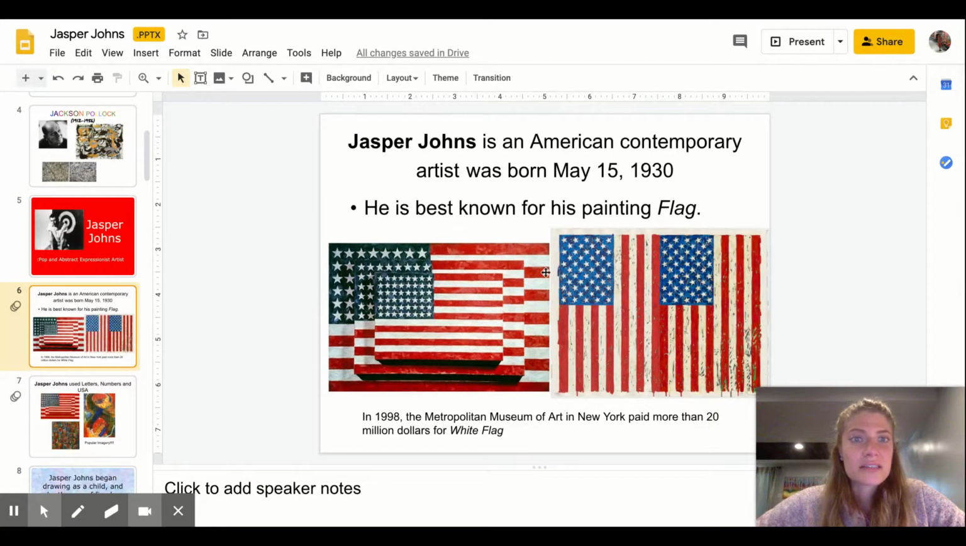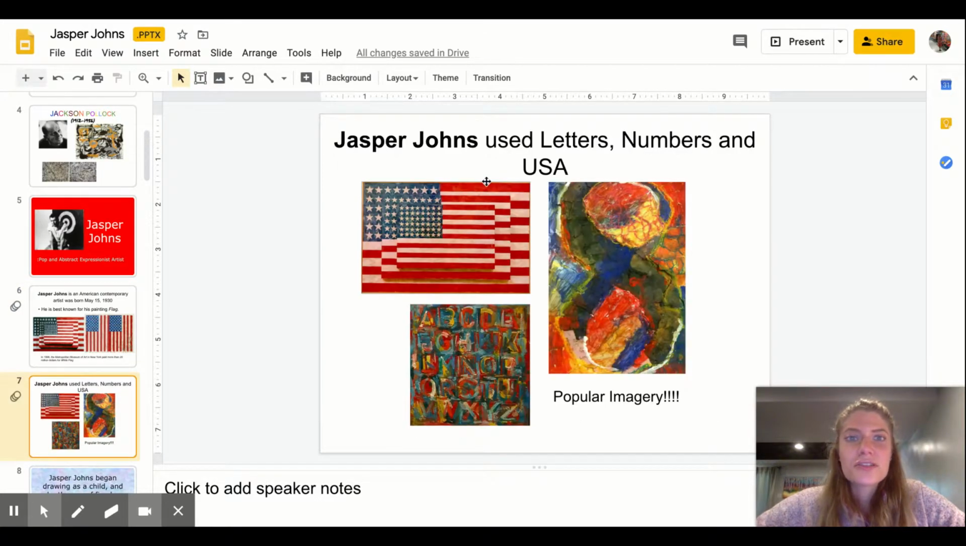Okay, so let's remember this theme that we see here. He likes American themed things like flags. He also likes letters, numbers, and we already said USA. Those are all common popular imagery things that he uses in his artwork. Here's the flag. Here's a hidden number 8, if you can see the 8. And then here is the alphabet, just painted in really beautiful and kind of messy brushstrokes. That was his abstract expressionist theme coming out.